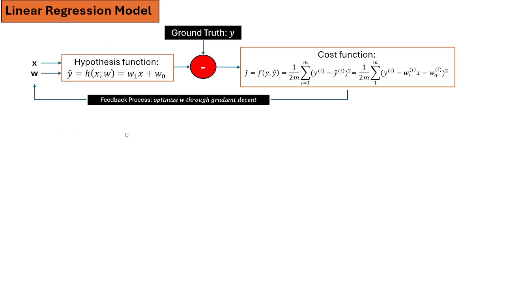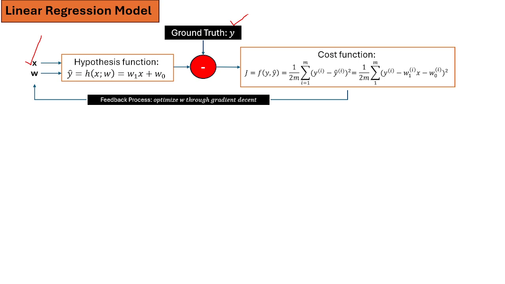Let me bring up my pen. And so here we have, let's go from left to right. At the very start of the process, we have to provide some input values. What are those values? They're basically the input values X and Y, which are the data set.